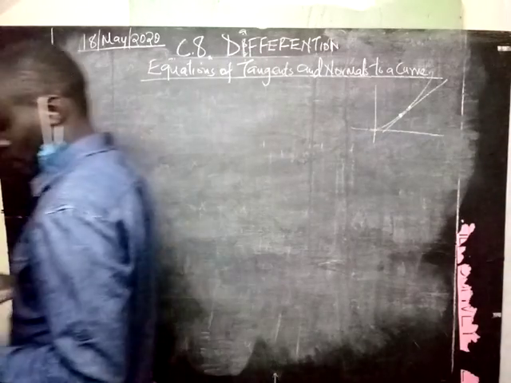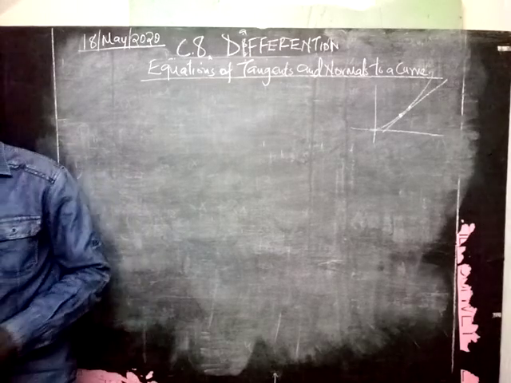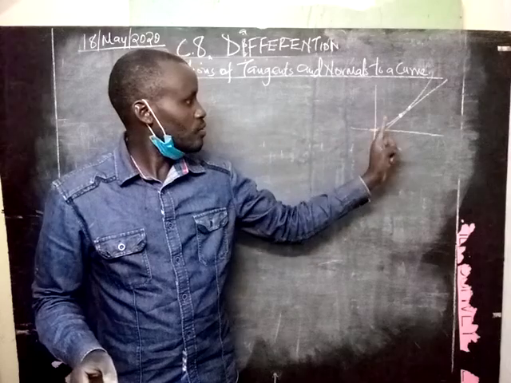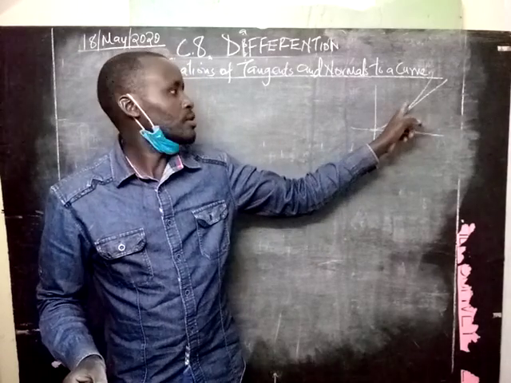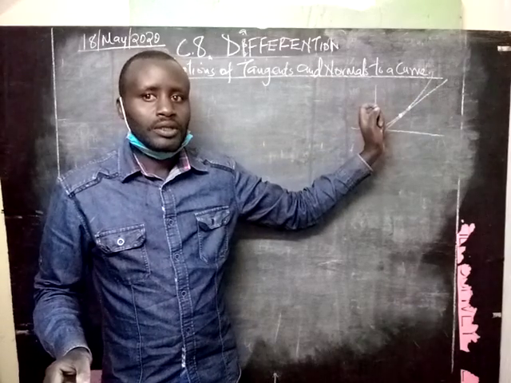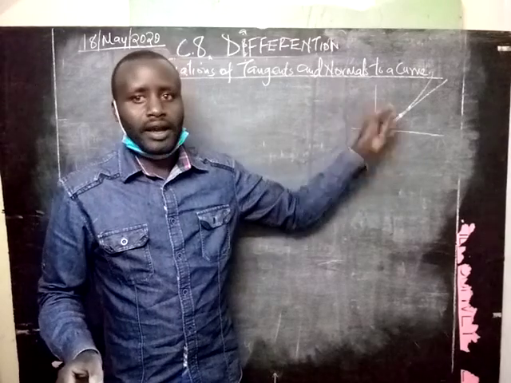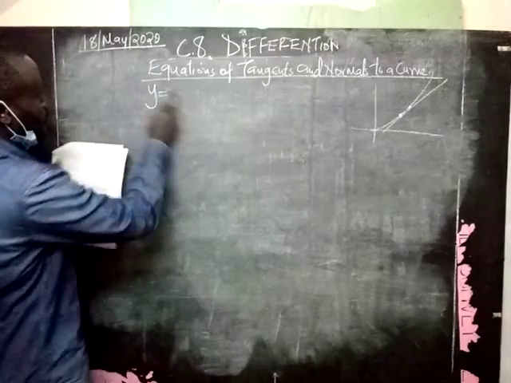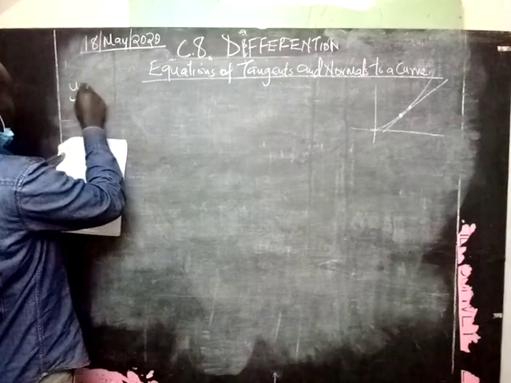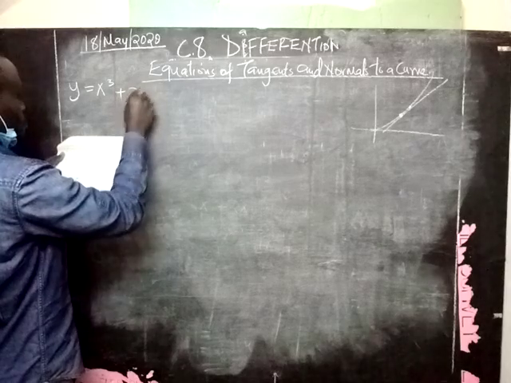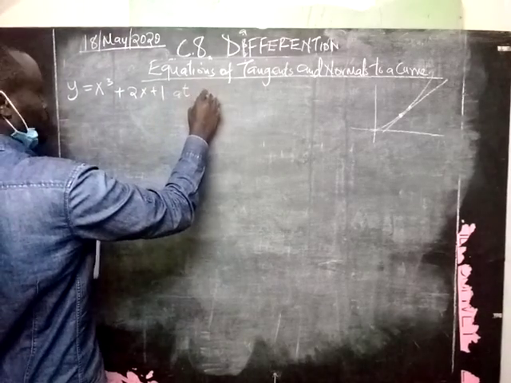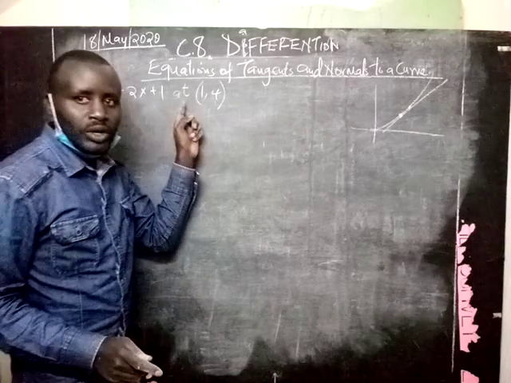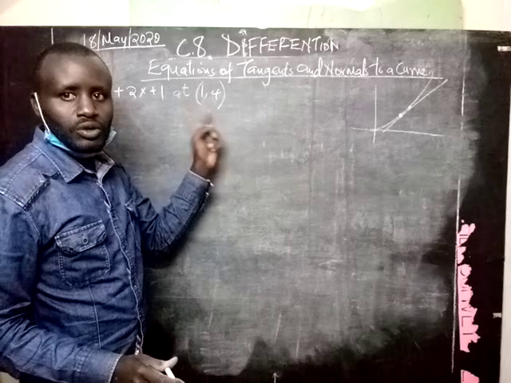That is why when we want to find the equation of a tangent to a curve, remember a tangent is a straight line. We are given the equation of the curve, and we are also given the point of contact between the line and the curve. That is why it's known as a tangent. So we have y equals x raised to 3 plus 2x plus 1 at the point 1, 4. This is the equation of a curve, and we have a line touching this curve at (1, 4). So we want to find the equation of that line.